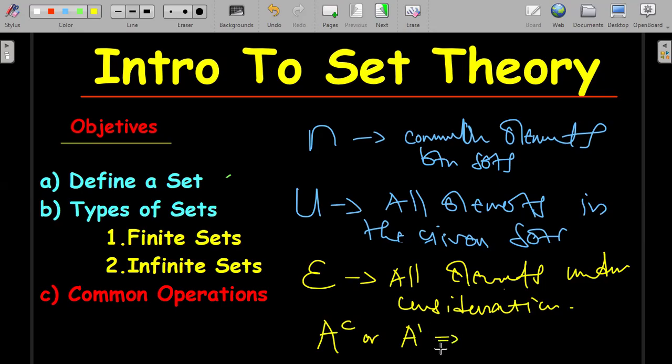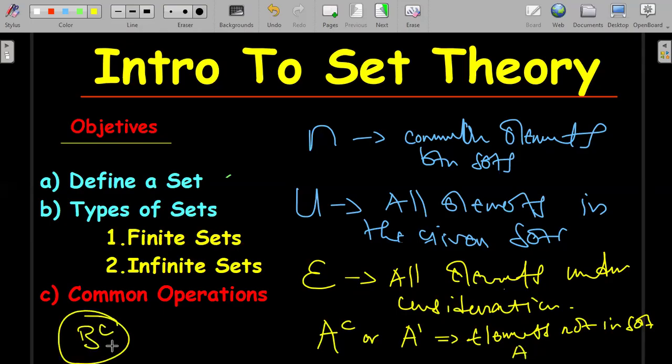So A complement simply means we want elements that are not in set A, or any set that you've been given. So if you're given B complement, then you are looking for elements that are not in set B. Okay, D complement, then you're looking for elements that will not be in set D. So that's what it means to be a complement.